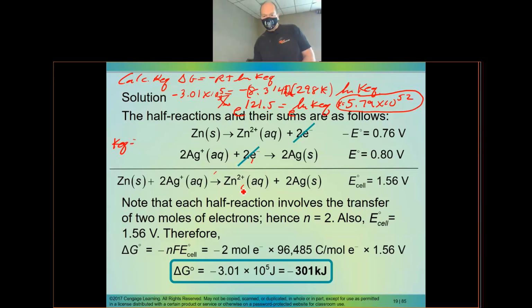Now the expression for your K eq here is the concentration of zinc 2+ divided by the concentration of Ag+ squared. That's equal to 5.79 times 10 to the 52nd, which means you got a lot of zinc 2+ and very, very small amounts of Ag+.